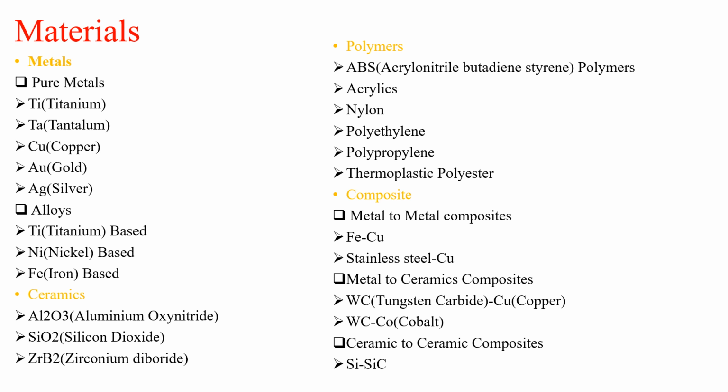Second one, the ceramics, which can use aluminum oxynitride, silicon dioxide, zirconium diboride. Next one, we have different types of polymers like ABS polymers, acrylics, nylon, polyethylene, polypropylene, thermoplastic, polyester. These are a few polymers used for this particular process. Next one is the composites. It is again divided into three subtypes: metal to metal composite, metal to ceramic, and ceramic to ceramic. So these are a few materials listed out to give an idea of the different materials used for making a 3D object.